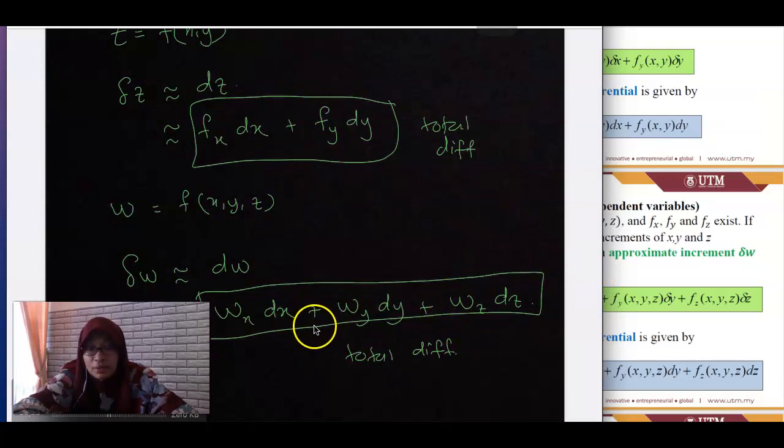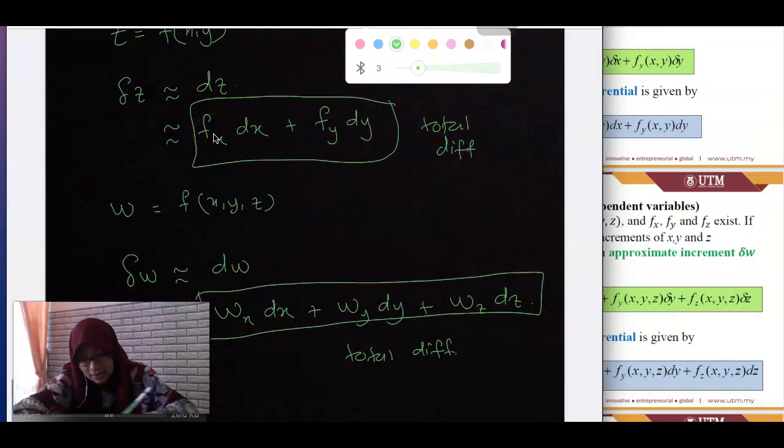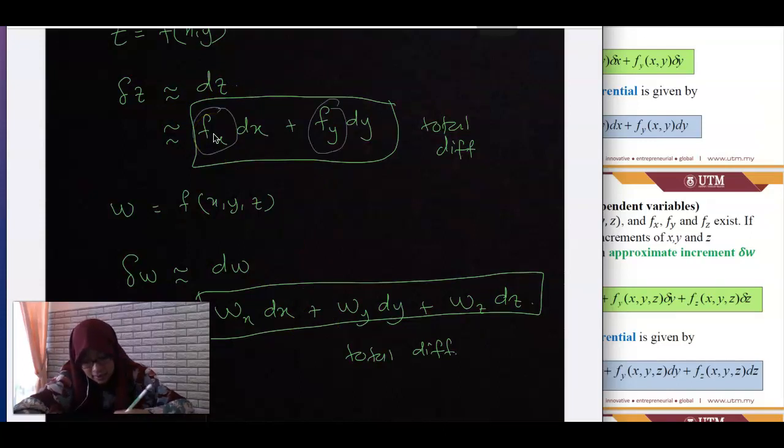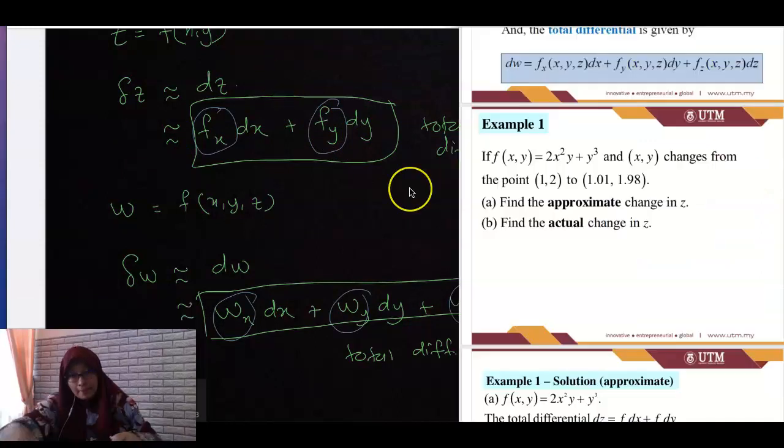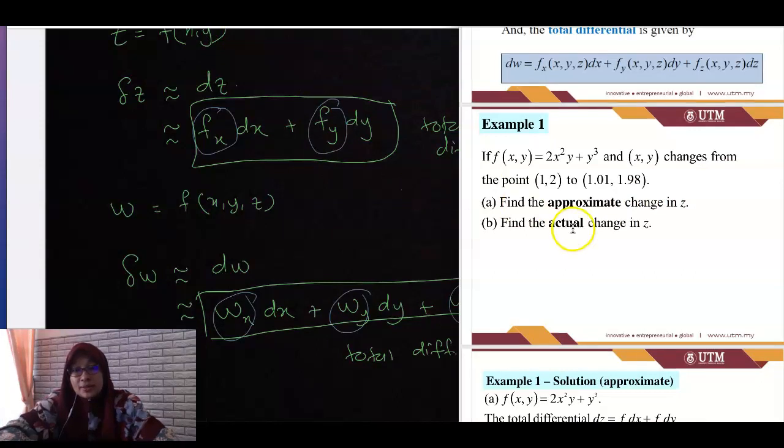So in this case, where is your partial derivative? Your partial derivative is this one, and also this one. So dx, dy, and also dz are the changes of that particular variable. Okay, so next I want to show you an example: how can you differentiate between the approximate change and the true change of z? I mean, how can you apply the formula of total differential?